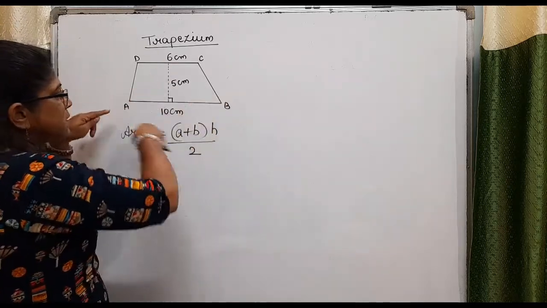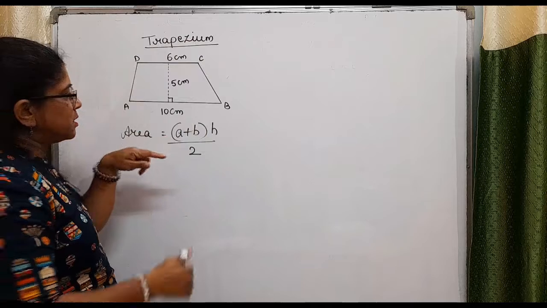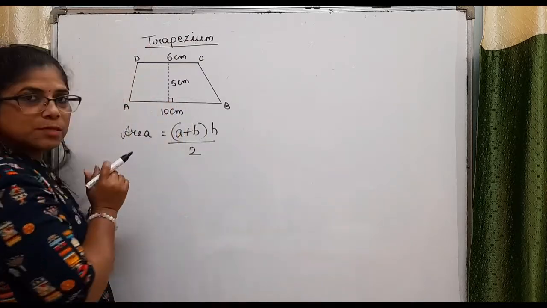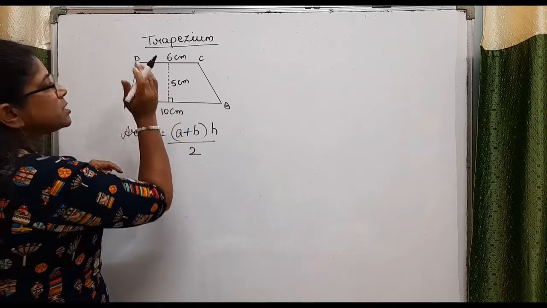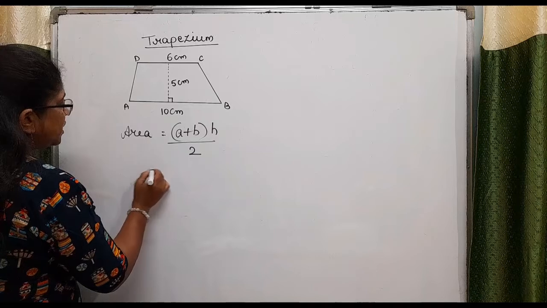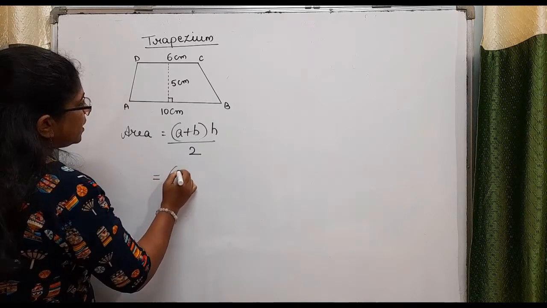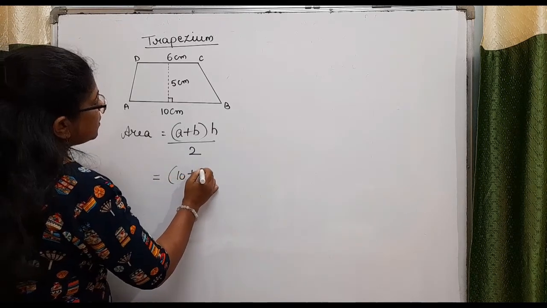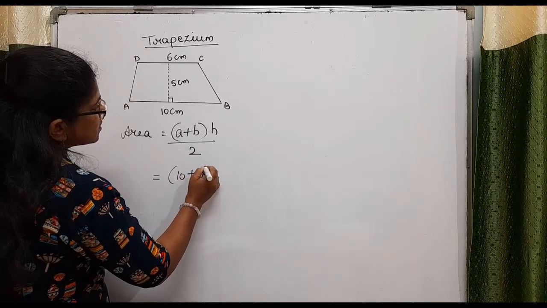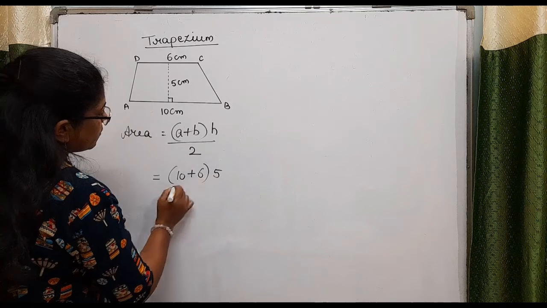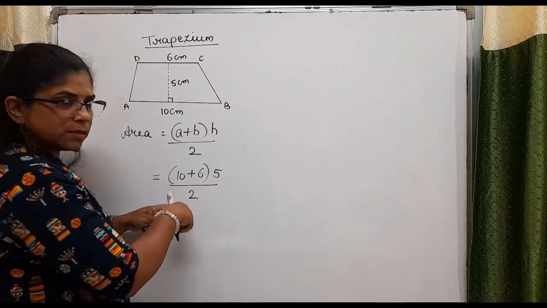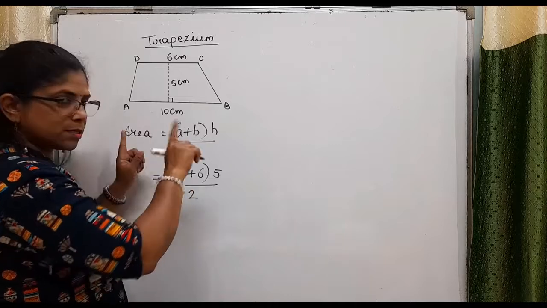Now in this case, that is our trapezium ABCD, let us say A is 10 centimeters, B is 6 centimeters, and H is 5 centimeters. So let's find the area of this trapezium ABCD. (A is 10, B is 6) into 5 upon 2. Never make the mistake of cancelling any of the numbers, because 10 and 6 are in bracket.